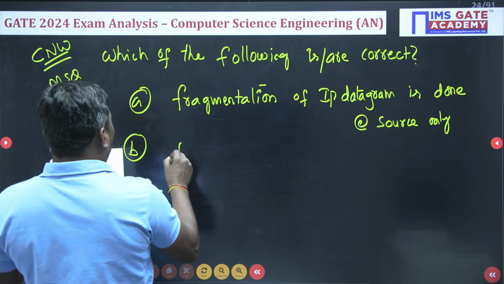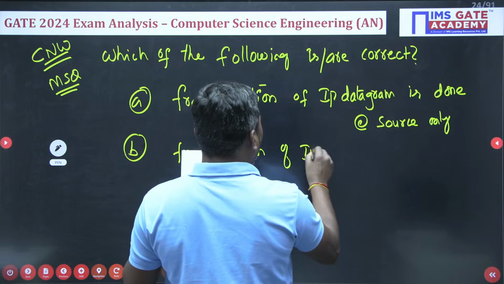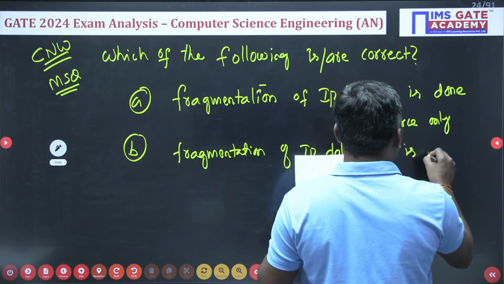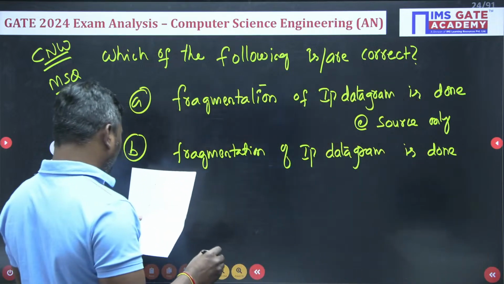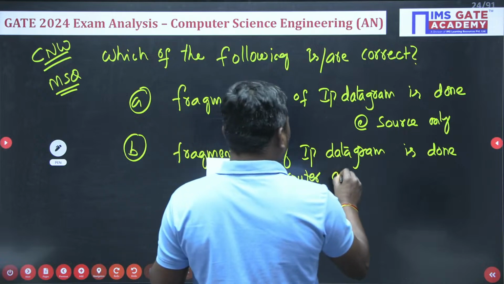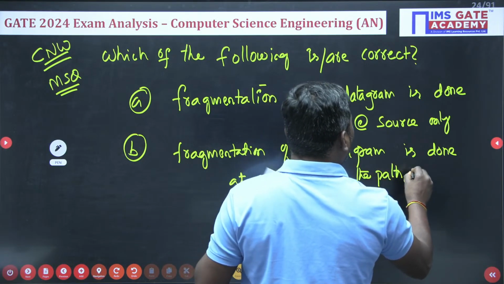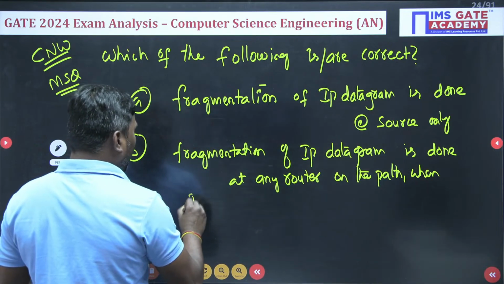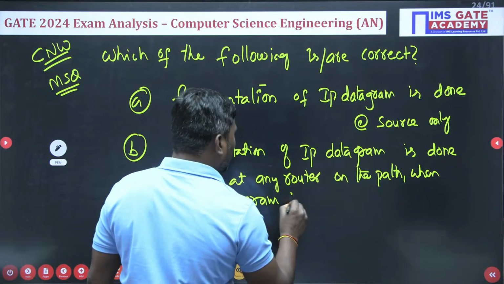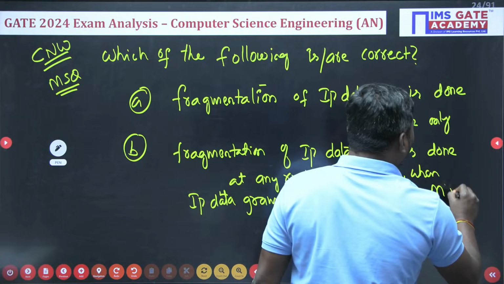Option B: fragmentation of IP datagram is done at any router on the path when the IP datagram size is greater than the maximum transferable unit at a router, you understand.